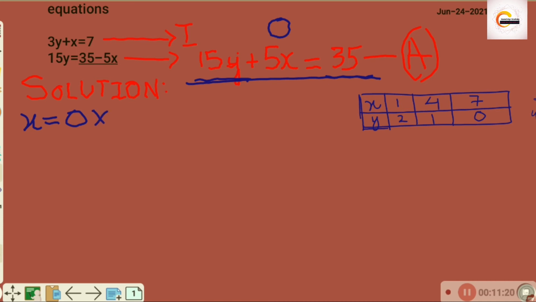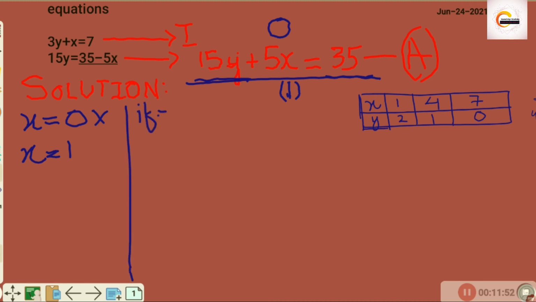Again, if I put x equals 1, what will happen? 5 multiplied by 1 is 5x. 5x will go on the other side and will become 30, and we know 30 is completely divisible by 15, so x equals 1 is a good option. I am going to put x equals 1.